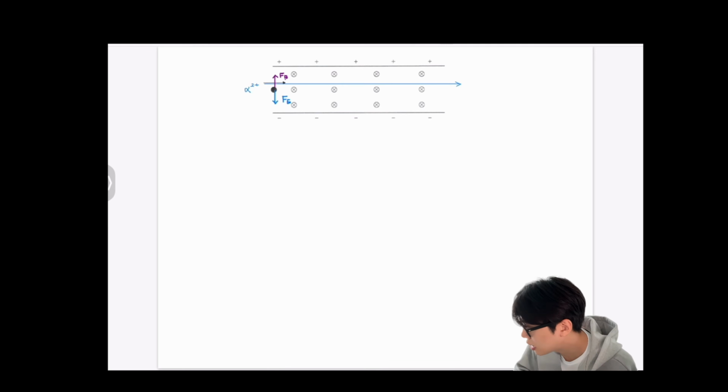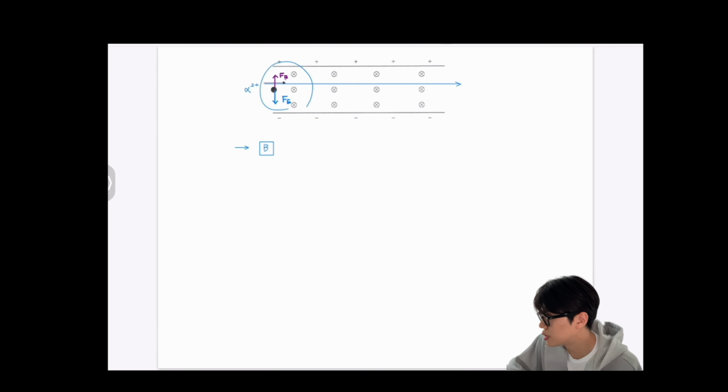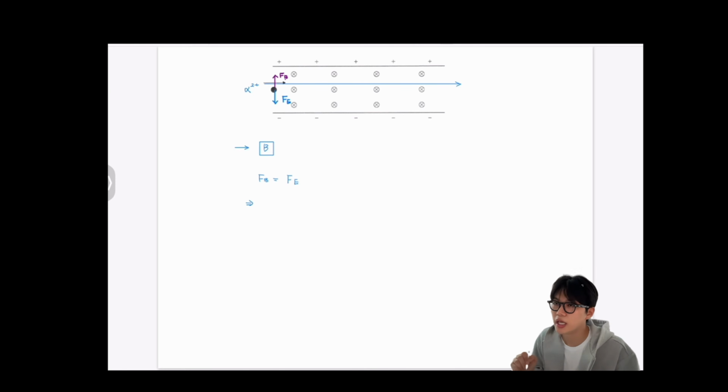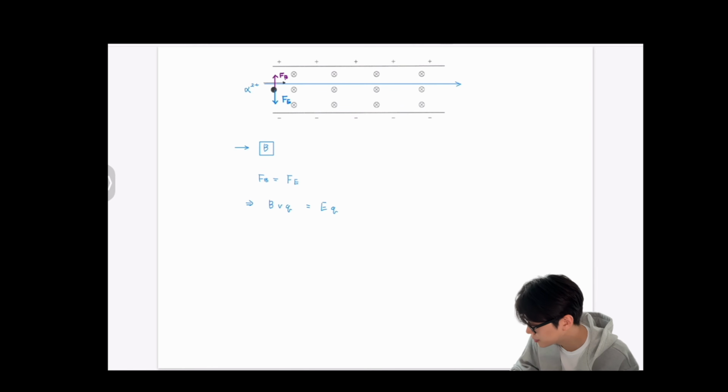Now our purpose is to calculate the magnitude of B, the magnetic field strength. So we have to use the principle that the magnetic force equals the electric force. The magnetic force on a particle is BVQ, which equals the electric force, in this case EQ. So the Q cancels out, and if we want to calculate B, it equals E divided by V.